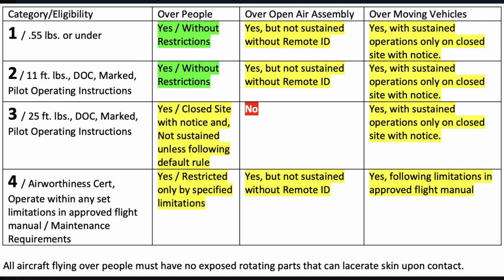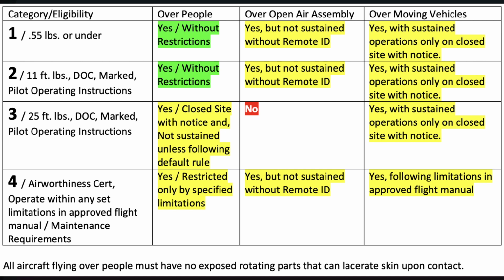You're good to go. But if you plan to fly over an open air assembly, which is really, first of all, not well defined by the FAA, but if in your best thinking, you are starting to fly over what appears to be an assembly of people, then if you have that 0.55 or below aircraft, you could do it as long as either the aircraft comes with remote ID or you have a remote broadcast module on there that does not take that aircraft outside of the gross takeoff weight of 0.55 pounds.